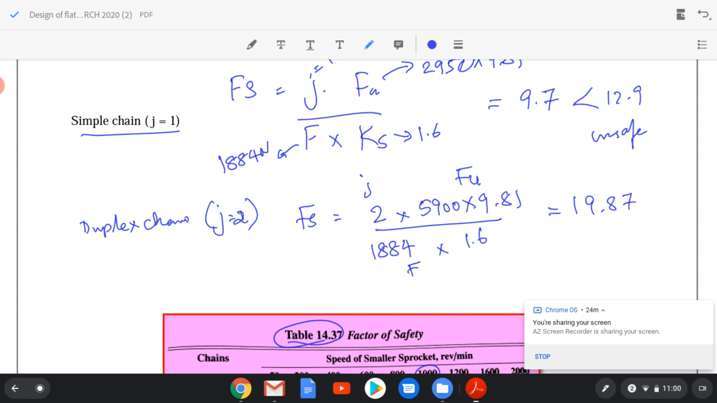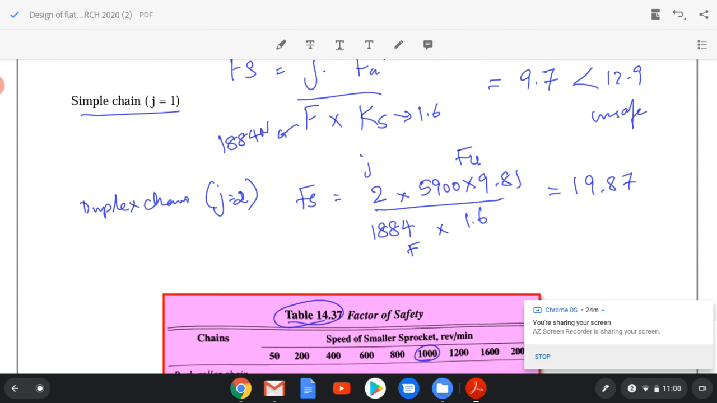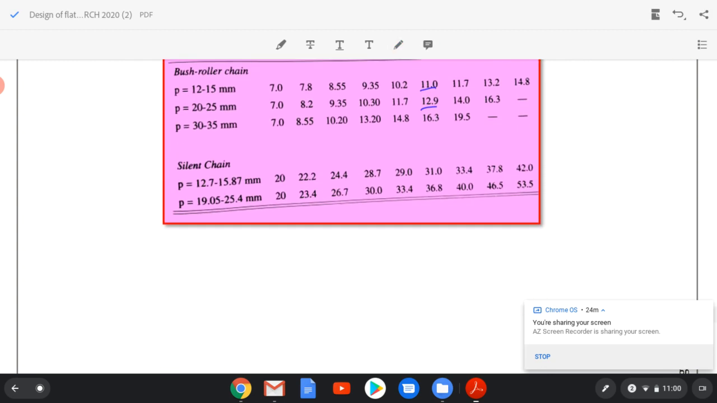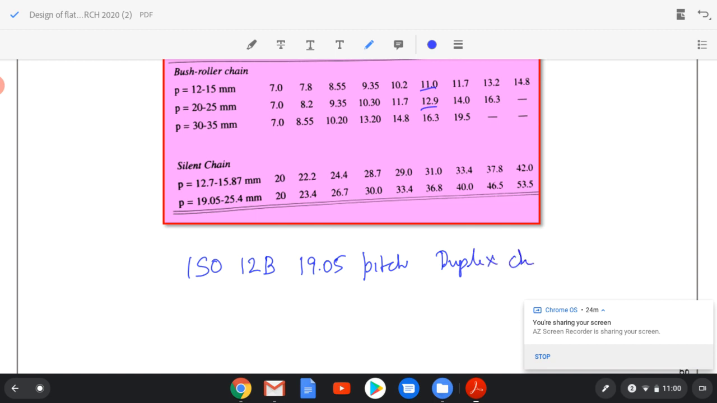So by using a duplex chain, I will get factor safety equal to 19.87, which is higher than 12.9. So it is greater than the required value 12.9 and 11. So I can use duplex chain, double stranded chain. So my finding will be, I have to use ISO 12B, 19.05 pitch, duplex chain.